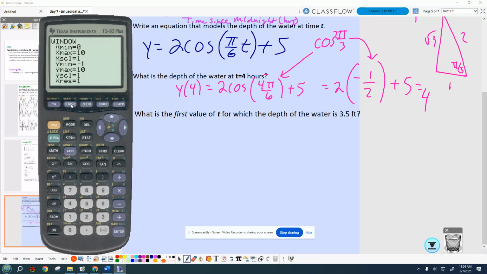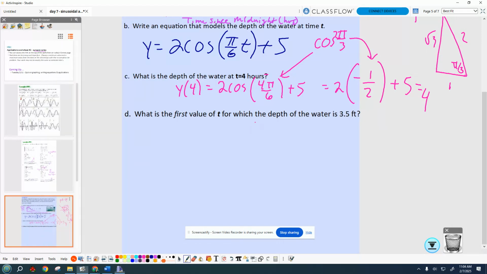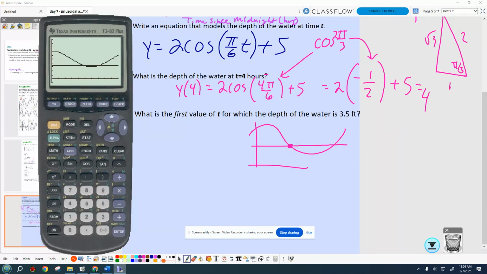So on window, I changed the numbers a little bit. I don't want negative time, so I'm going to have time start at time 0. And the height of the water, 0 to 10, or something that includes at least up to 7. And then I'm going to hit graph. I put a second line in there of 3.5 because I want to see, here's my water. I want to know, when is it that high? Go back to the window.